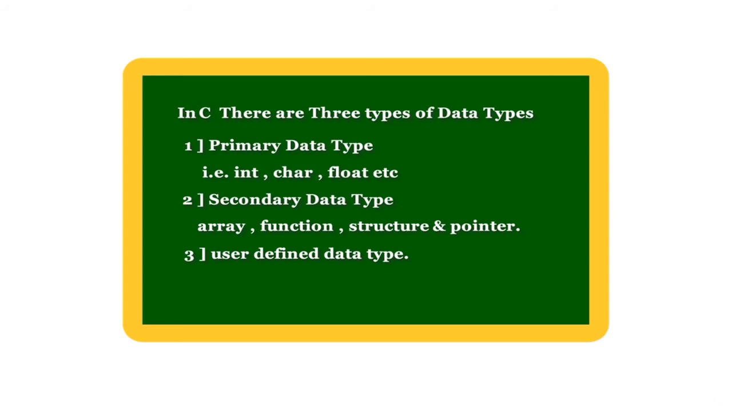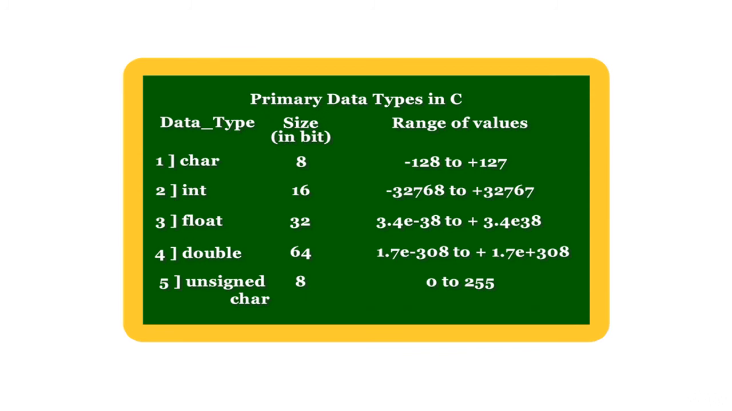So let's see the primary data types supported in C. Here you can see the primary data types which are supported, such as char. The char has a size of 8 bits, and its range is -128 to +127. That means we can store values in the character variable within this range. You cannot store values beyond this range.